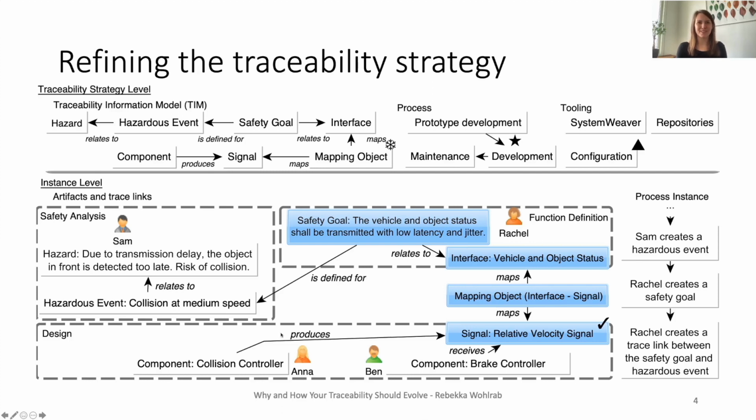We're exploring these dynamics and explaining in this paper how technology, business, organizational, and process needs motivate the need for changing and evolving traceability. One factor that is really important in this context is that different organizational groups impact how trace links are managed and changed.